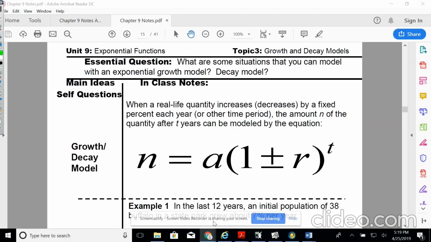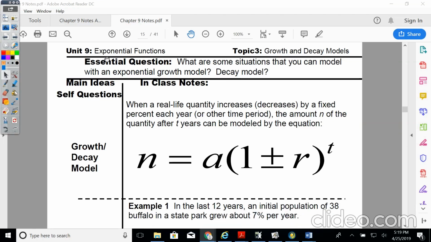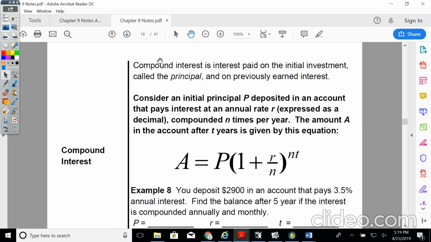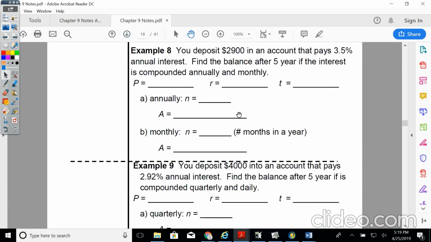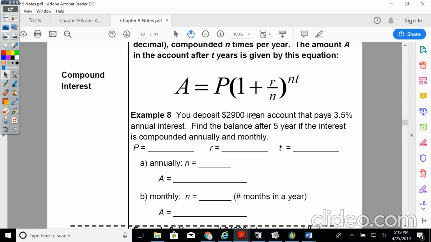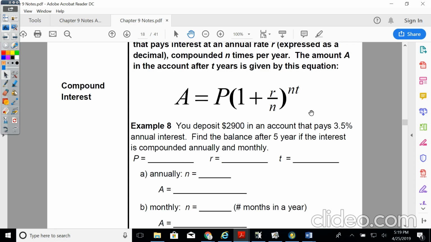All right, continuing our notes from yesterday, Unit 9, Topic 3, the models. Today we're going to do the interest rate models. So in the notes, we're on page 18. And this one gives you interest rate for savings.